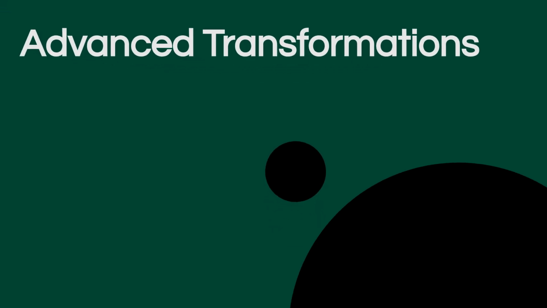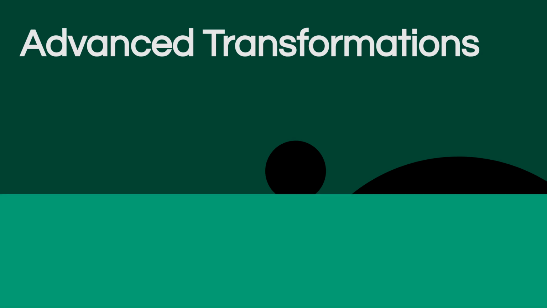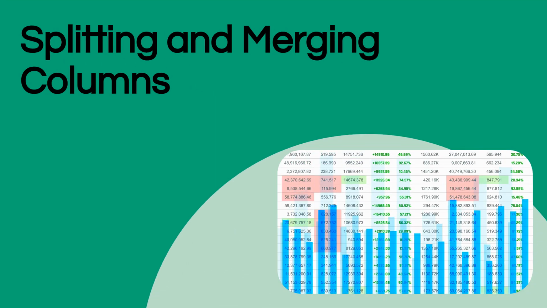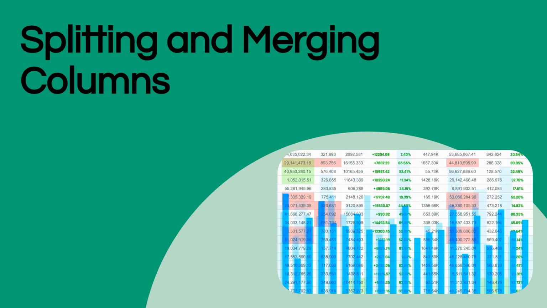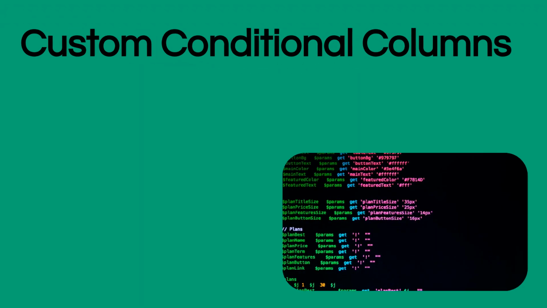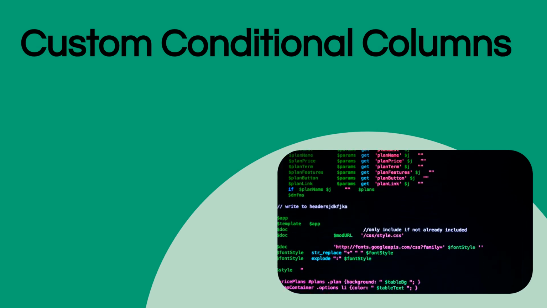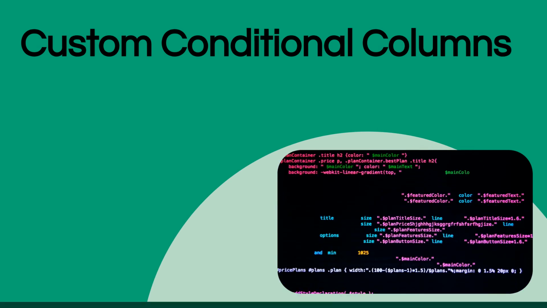Once the basics are set, we can move into advanced transformations to handle complex requirements. Splitting and merging columns allows you to restructure data to perfectly fit your analysis needs. Adding custom conditional columns enables you to create segments and categories dynamically.